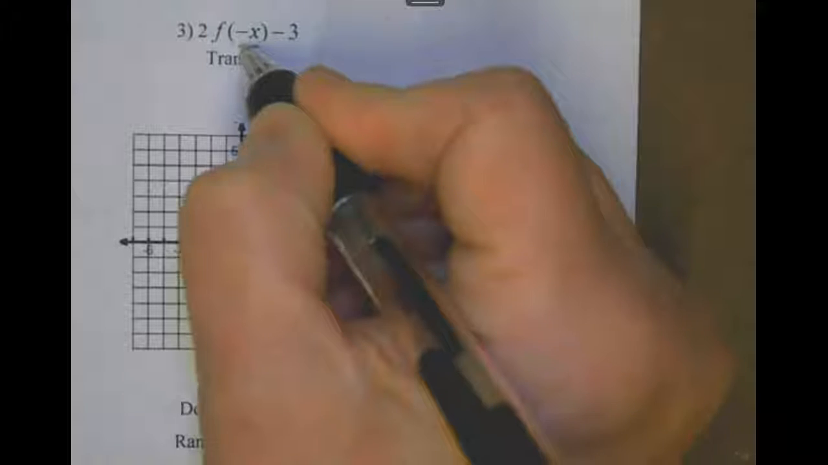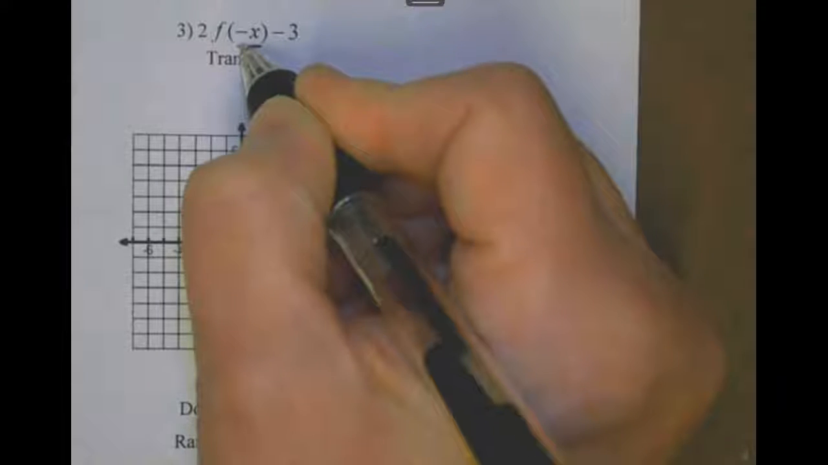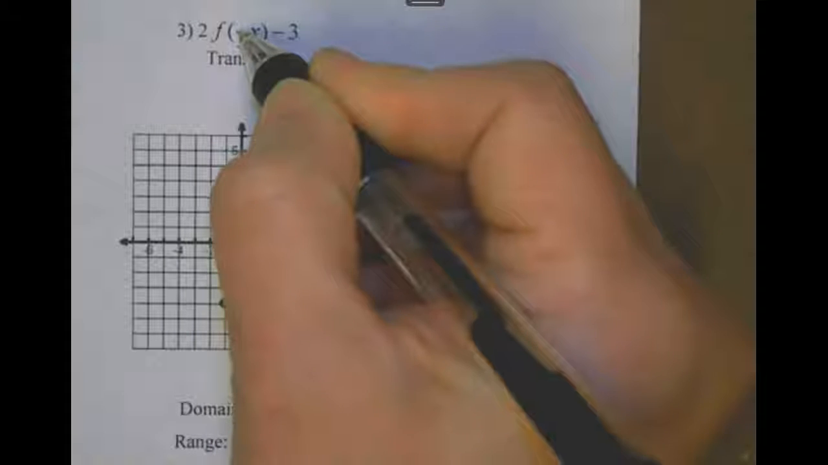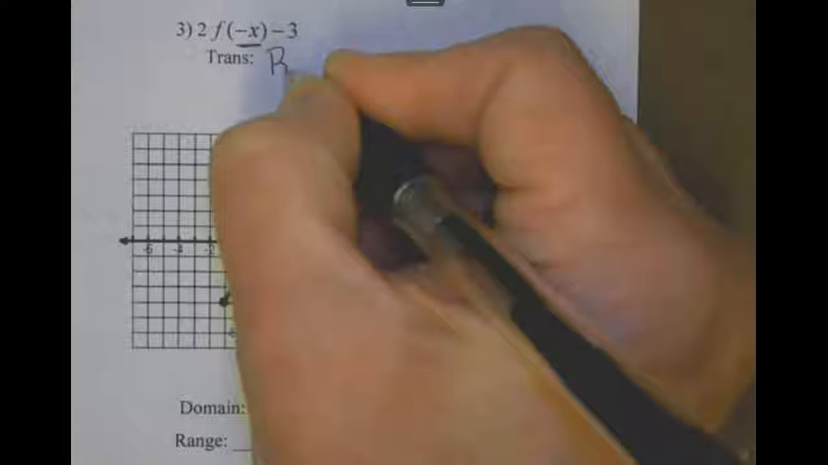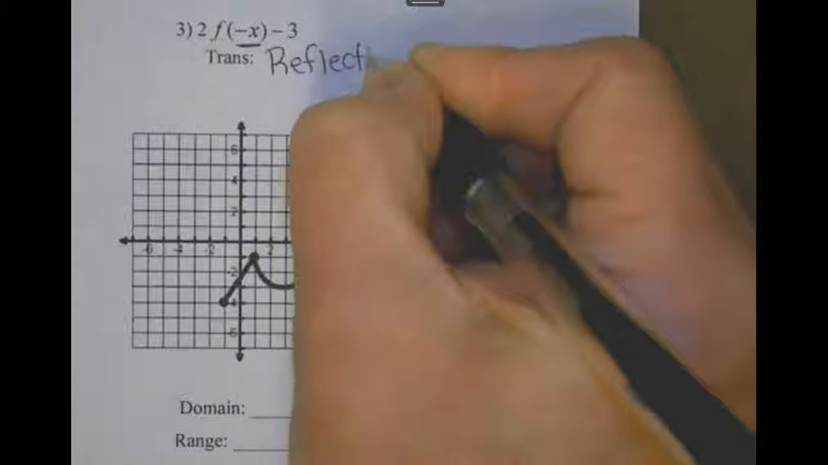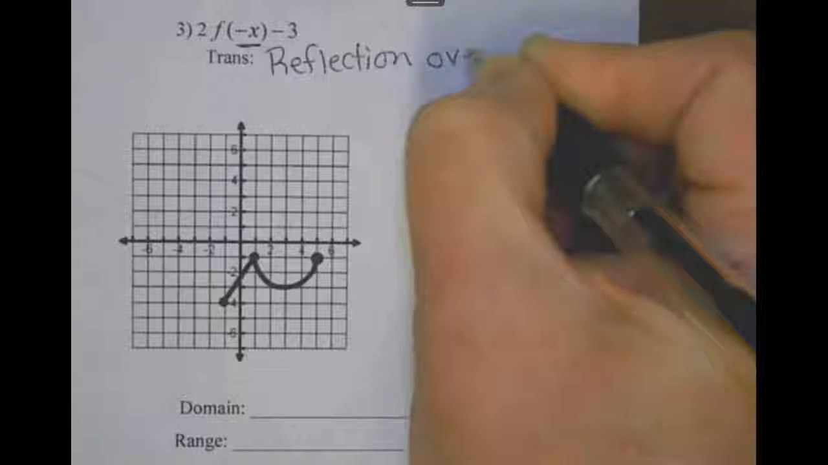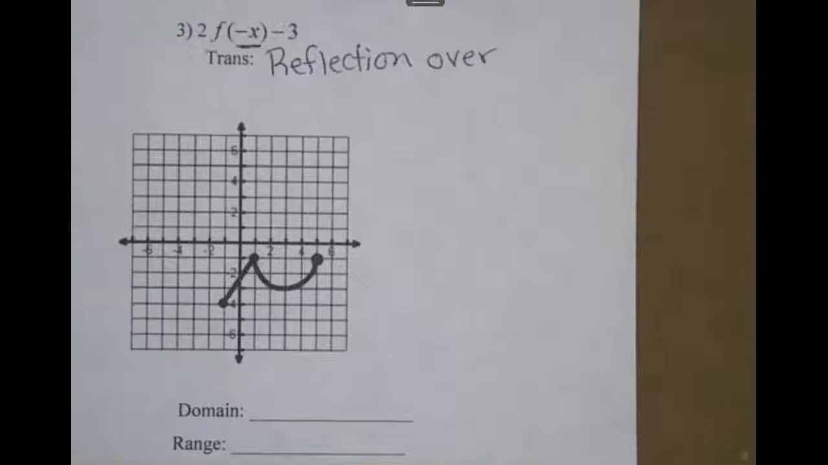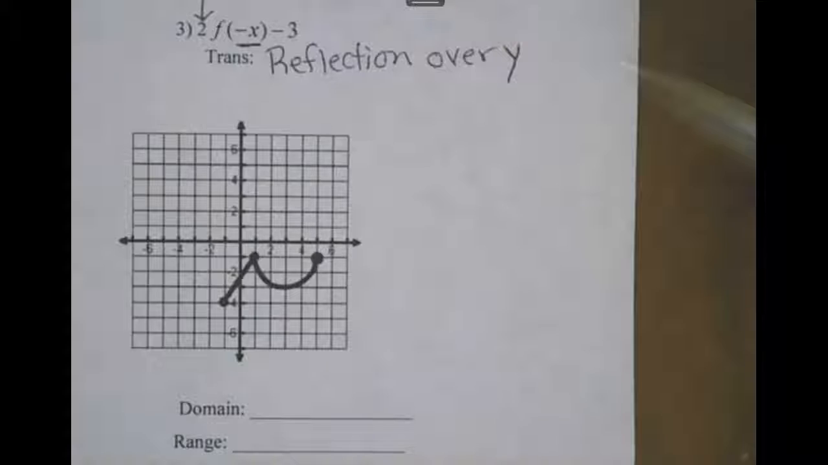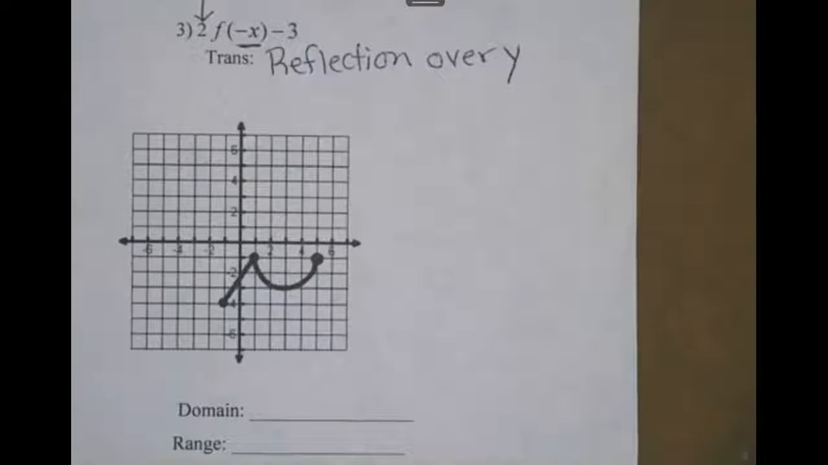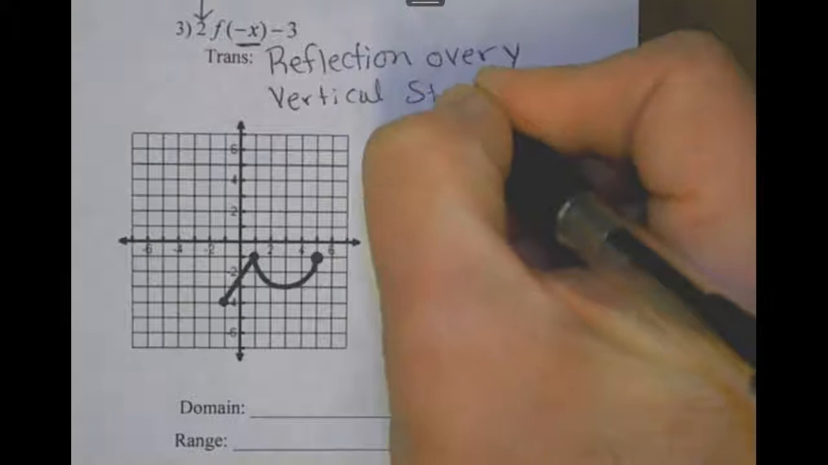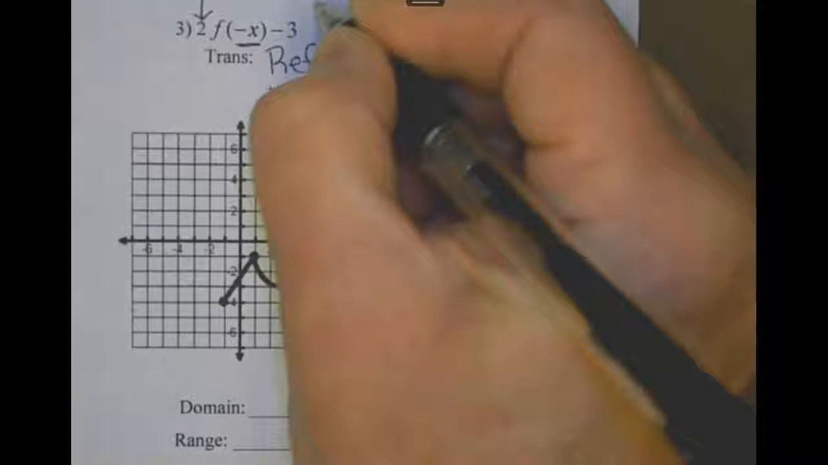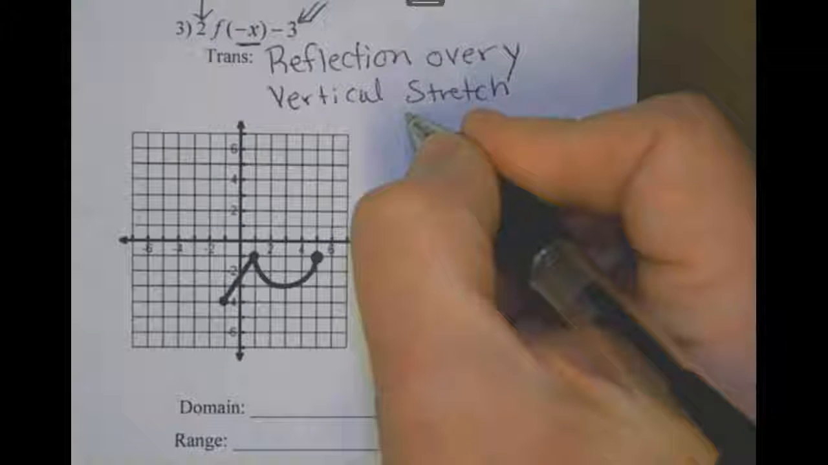We need to start here. You start next to the x. The negative number by the x makes a reflection over what? The 2 out in front. And the -3 at the end.